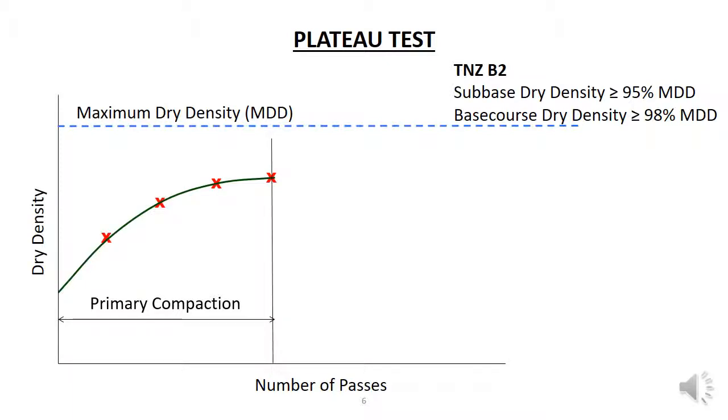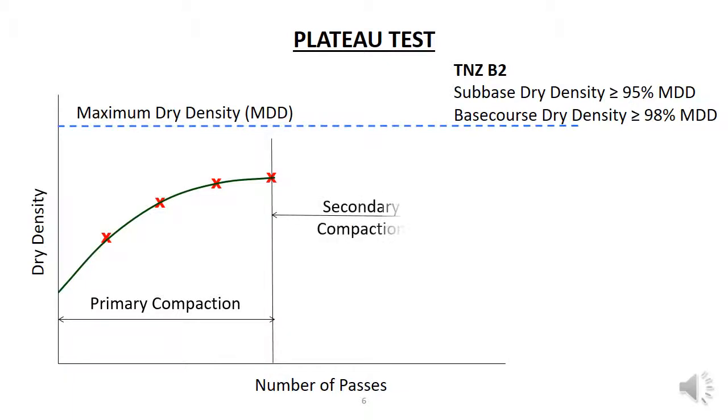The operator then knows the number of passes required to get to the plateau and knows not to use primary compaction after this. So in this case, you would say about 4 passes of the compactor is what is required. The test area is then compacted using steel rollers or PTR in the secondary compaction process.